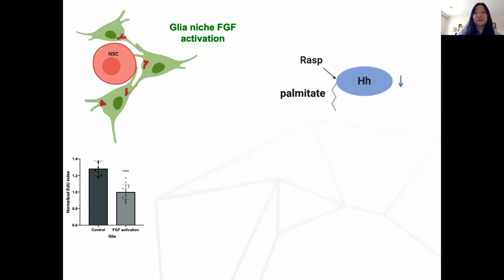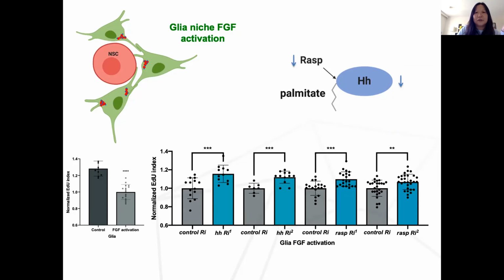And here, the first thing she did is she directly tested if you knock down hedgehog ligand in the glia niche in the background of FGF activation, could you see a rescue? And this seems to be true. So when she used RNAis against the hedgehog ligands, she saw that by depleting the amount of hedgehog ligand, you could significantly rescue neuroblast cell cycle progression. And due to time limits, I don't show it, but she also sees that the readout of hedgehog signaling in the neural stem cells is also rescued by this assay.